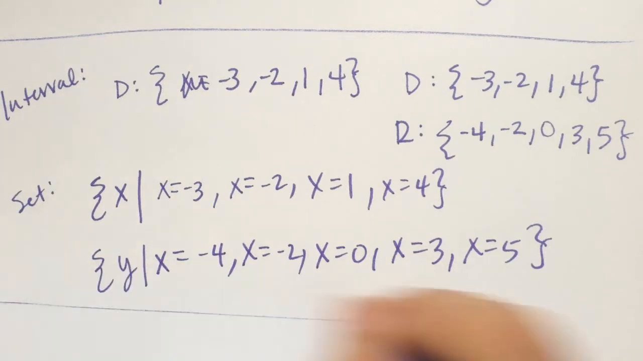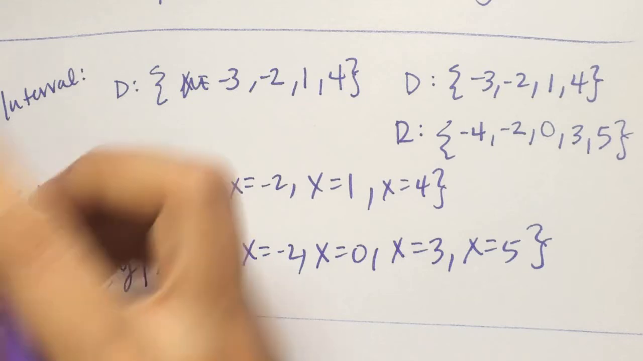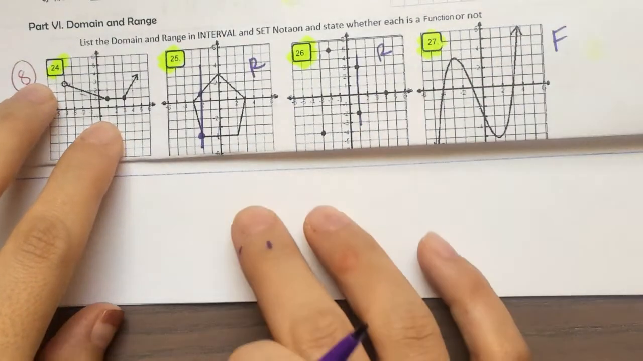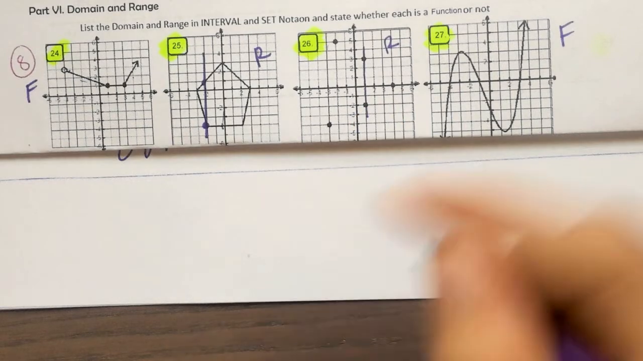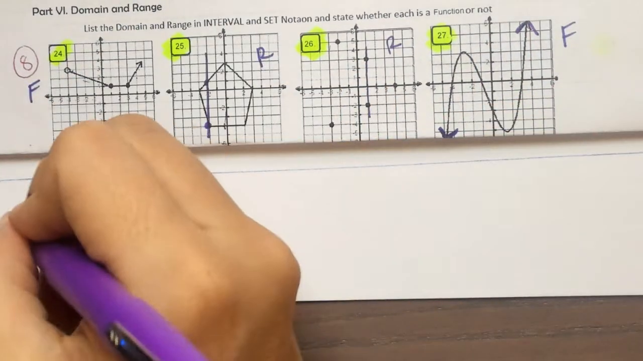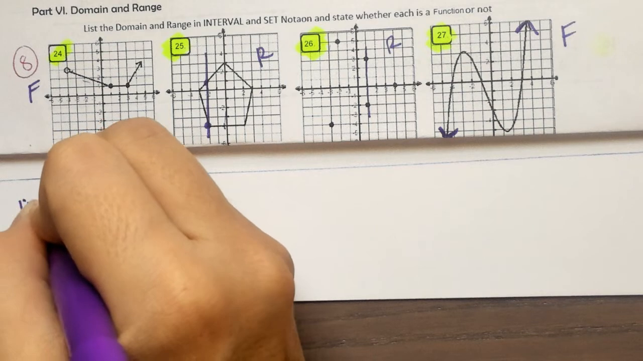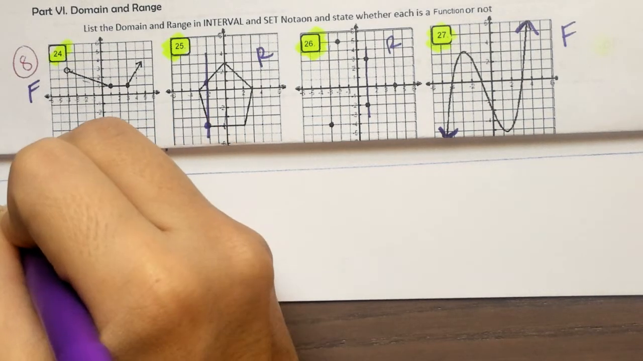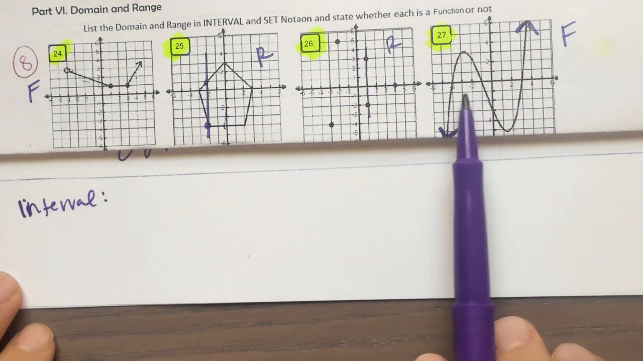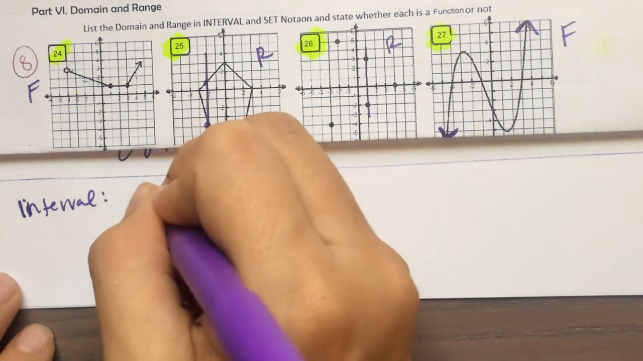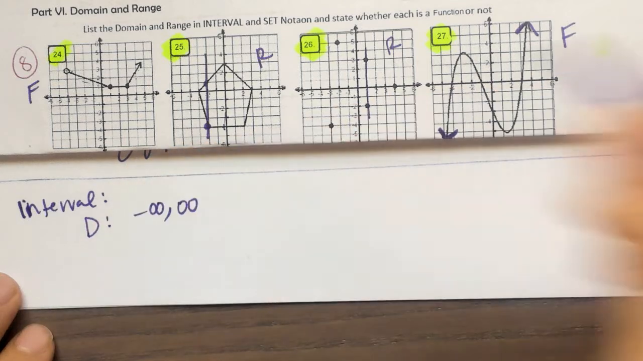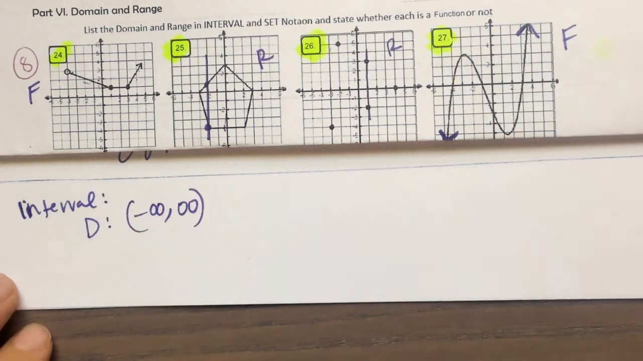Alright, last one is 27. This one's the easiest one. So here we have an arrow. I know you can't really see it. So interval notation. Farthest to the left has an arrow, so it's going to go from -infinity. Farthest to the right is +infinity. So our domain for interval notation is -infinity to +infinity.